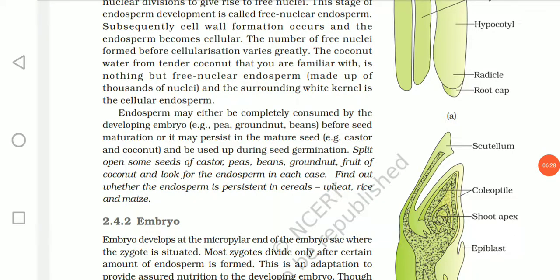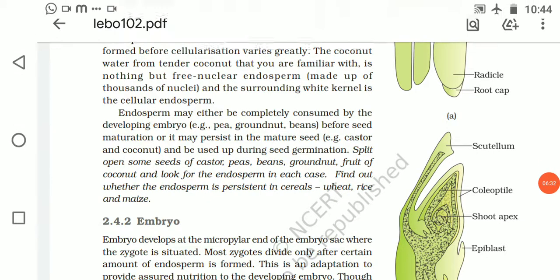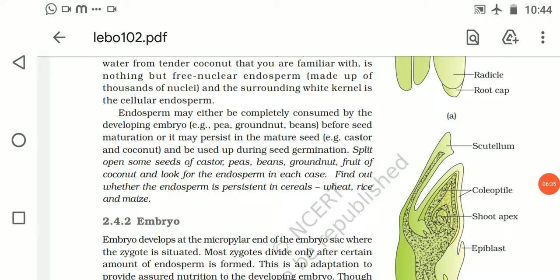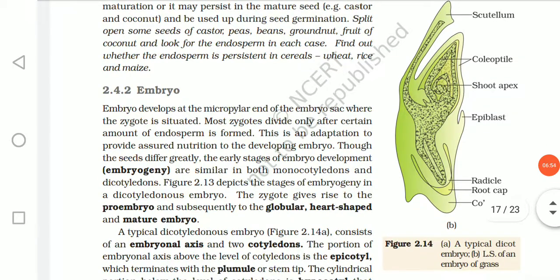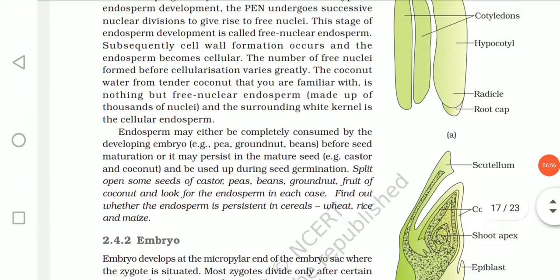Now if you split open any fruit or the beans and all those, you can look at the endosperm. Fine. Next, coming to the embryo. What happens to the embryo? The embryo develops at the micropylar end of the embryo sac where the zygote is situated. So at the micropylar end, there will be the development of the embryo.